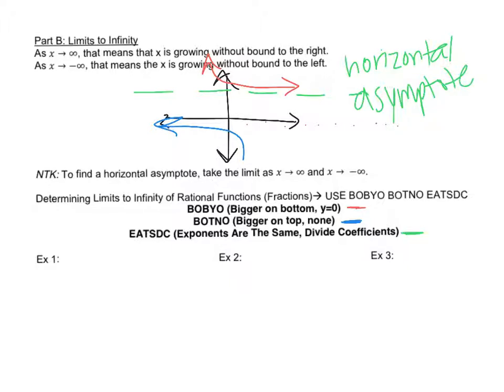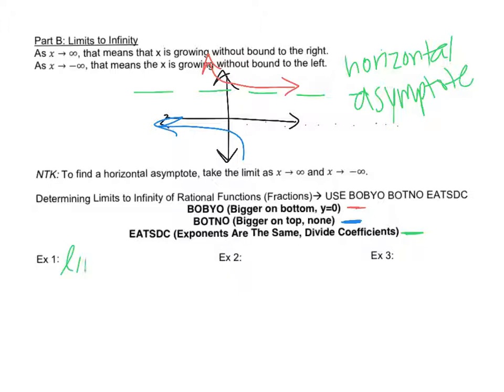So when I'm talking about bigger on bottom, bigger on top, I'm talking about the exponent of this rational function. Remember, rational functions are just polynomials put into fractions. So let's do an example. We're going to do example 1 here.